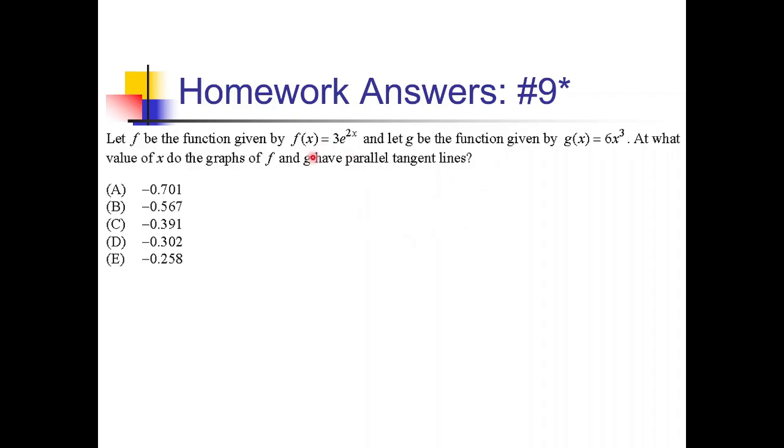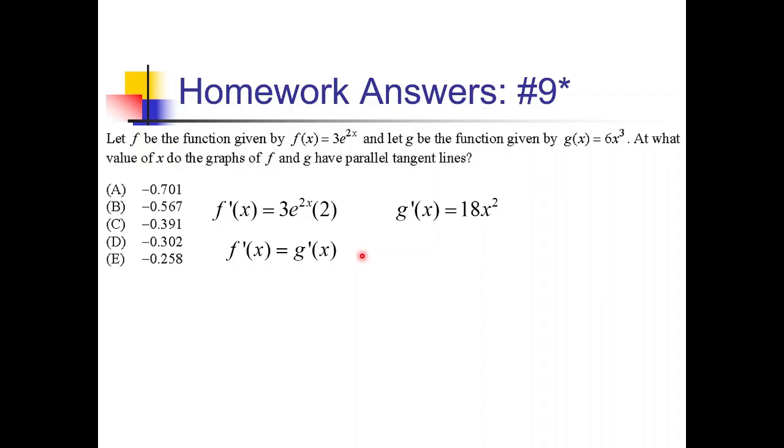For the derivative of f of x, we're going to need the chain rule on this one. The derivative of 3 times e to the something is 3 times e to the same something, which in this case is 2x. But now we have to multiply by the derivative of the something, the 2x, and that's going to be 2. For g prime, we're just going to have a power rule here. This is just 18x squared, so nothing crazy going on there. And now I just need to see where f prime and g prime equal each other.